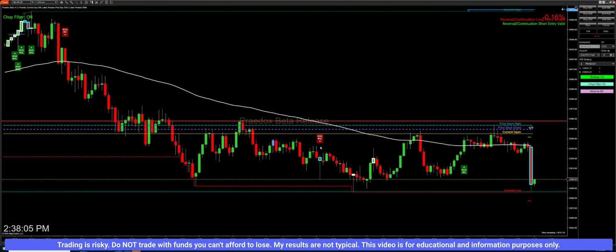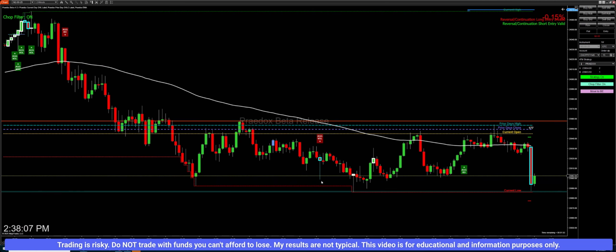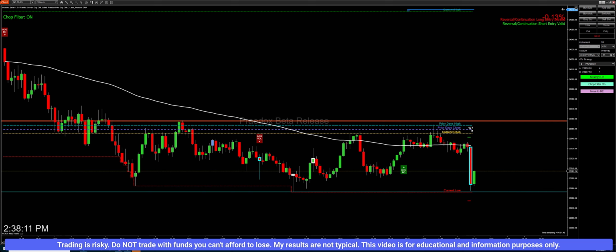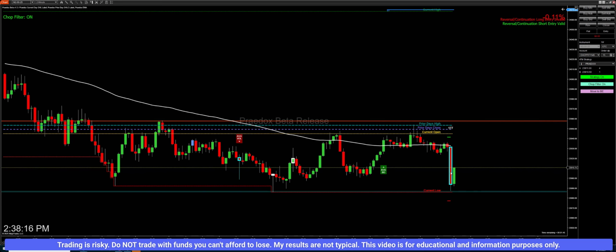We had an aggressive volume trade here that did not really engage because it went back up. All right, now we're looking at a 176 tick bar on a volume, so there will be no trade there because we do have large bar protection turned on as well as our chop filter.